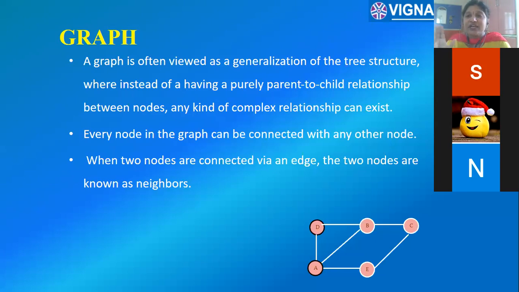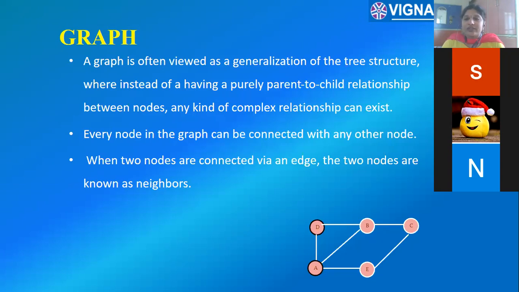Here in a graph, as opposed to a tree, the tree depicts a parent to child relationship. In a graph, there is no such parent-child relationship. A complex type of relationship exists. Any node can be connected to any other node. That is the difference between trees and graphs. You can connect A to any other node. There is no restriction that a particular parent can be connected only to a particular child. Did you understand the difference between trees and graphs?